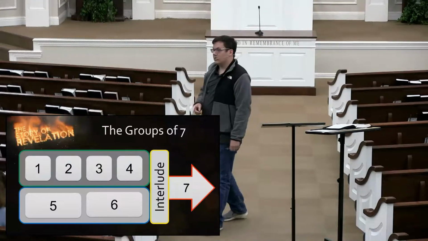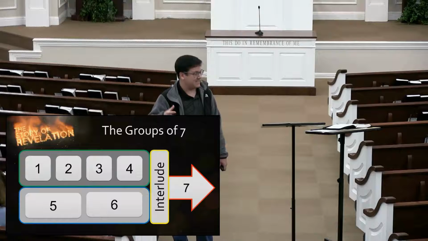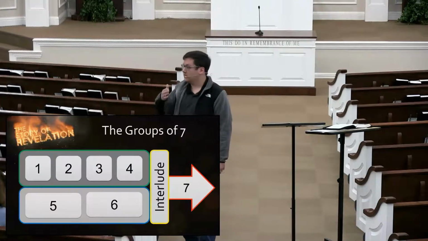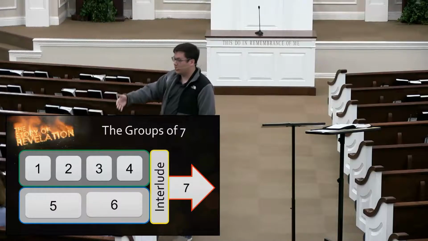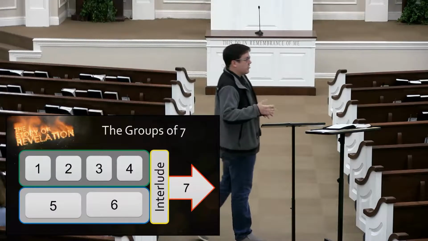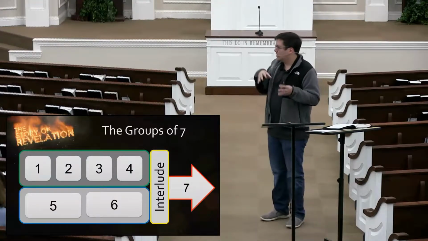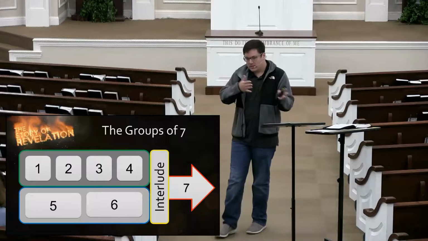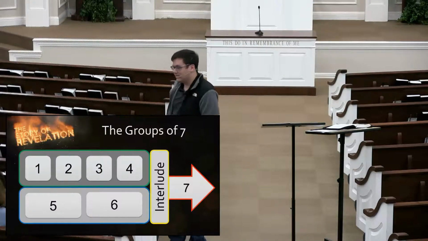And then the 7th will transition to the next. The 7 is the next group. The 7th seal is the 7 trumpets. The 7th trumpet is the 7 bowls. That's the progression that we're going to see. And that'll be a little bit more clear as we put the seals in their place tonight. So this map I've got laid out for you will probably make a little more sense at the end of tonight's study.